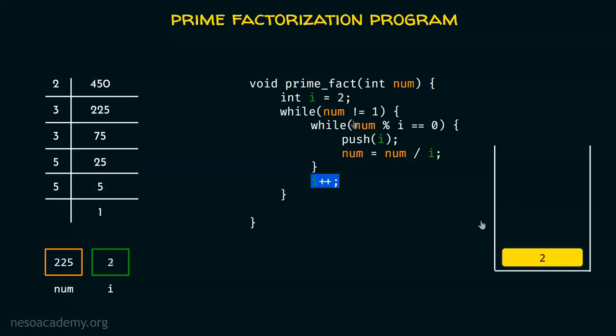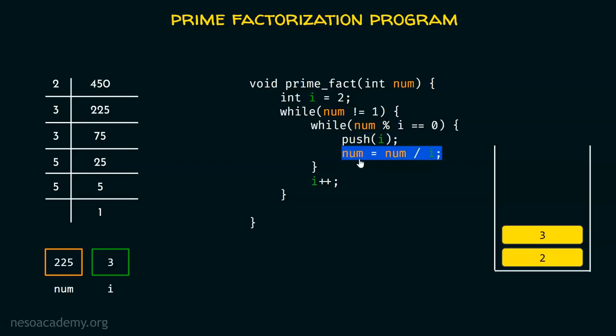Now, the next step is to check this condition. Is num not equal to 1? You can see that num is not equal to 1. Therefore, we'll get inside this while loop. Here we will check if num mod I is equal to 0, then we will get inside this while loop, right? Num mod I is equal to 0. Therefore, we will get inside this while loop. And hence, we will push this element onto stack, right? This is one such prime factor of 450. I hope this program is clear to you.